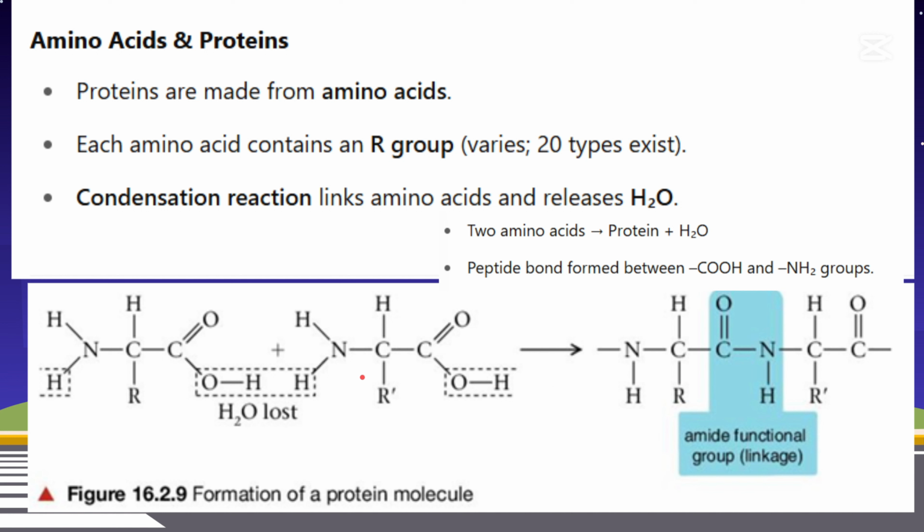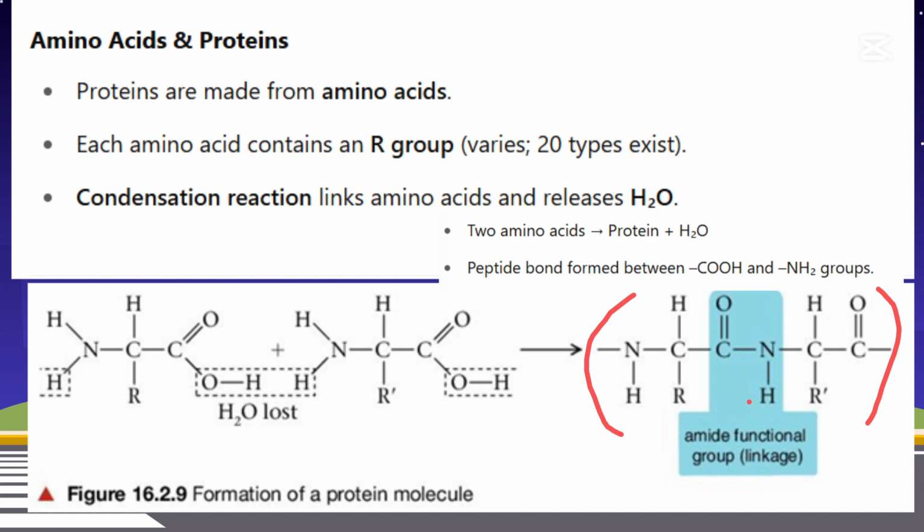Alright, so this is the example that we have. This is an amino acid. It has an amine group and a carboxylic acid group. When we link two of these together, two amino acids together, we condense, we form water, and when it combines, we actually form what we call protein. So this is protein right here. When we have two amino acids coming together, we form protein and water.